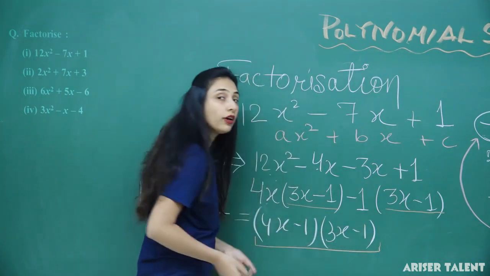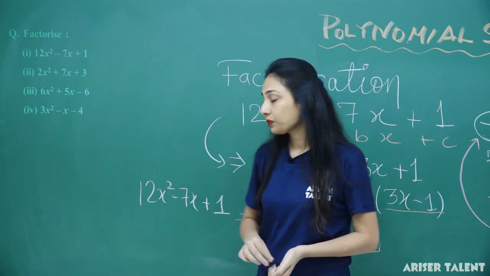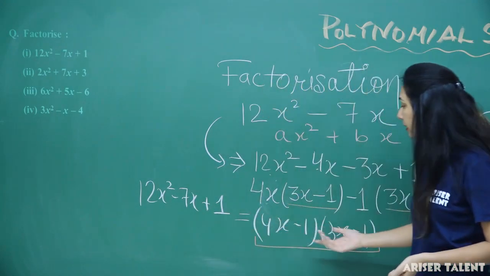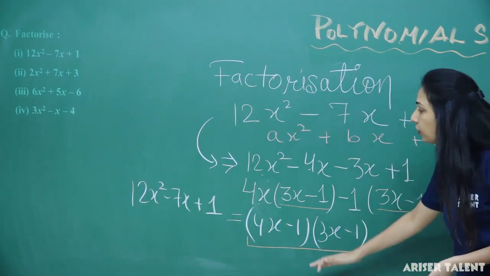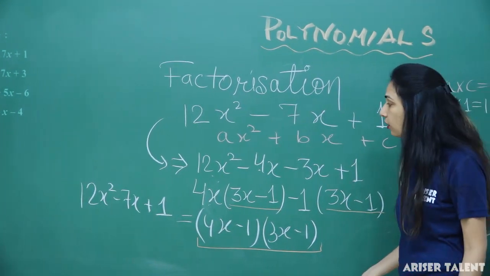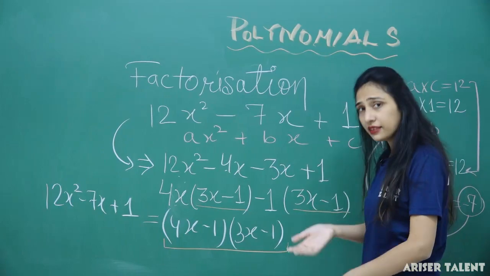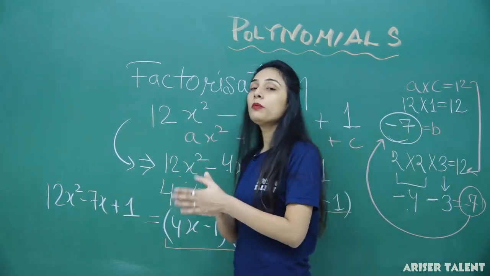So these are two what? Factors of the given polynomial. So this is the method when you have the ax² + bx + c format, you do this kind of factorization. Okay, so this is about today.